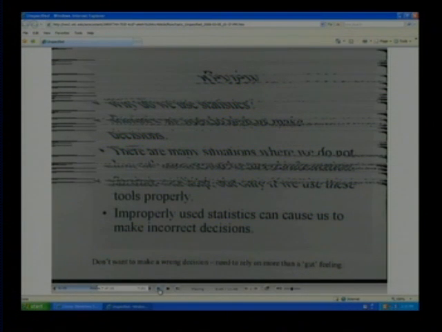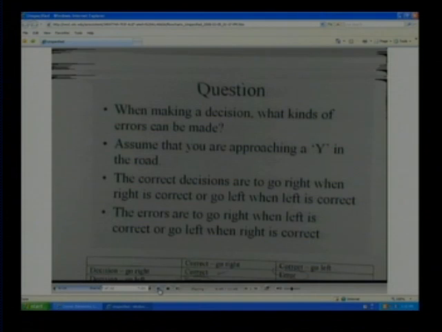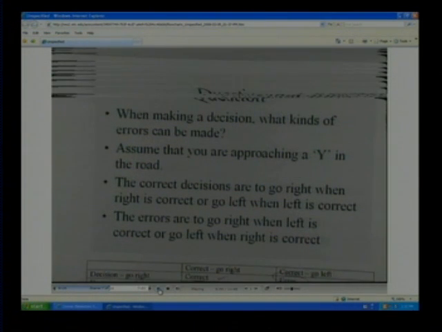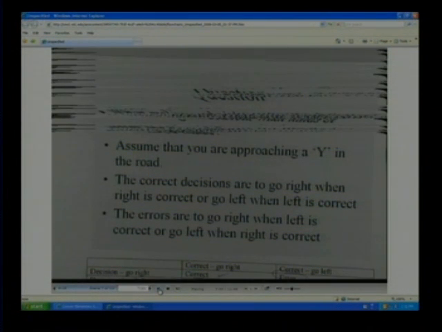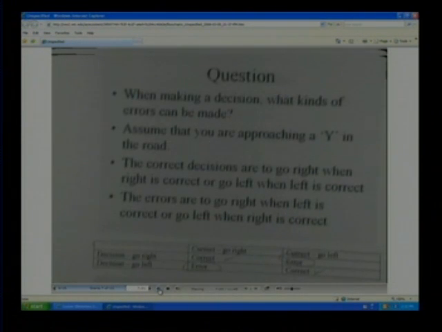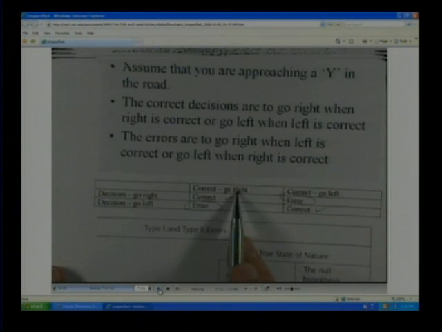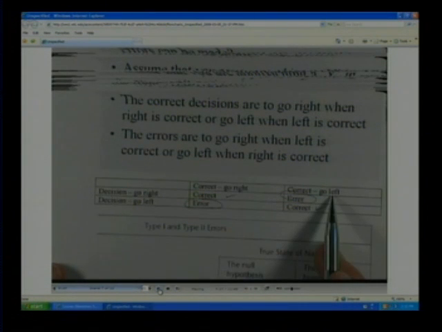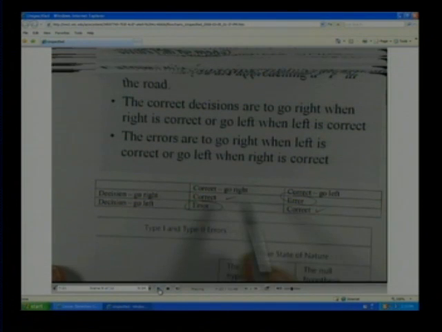So as we go through, continuing on, when we make a decision, what kind of errors can we make? Say we're going up to a Y in the road, and we can go right or we can go left. Now we make a correct decision when we go right, when we're supposed to go right, we go left when we're supposed to go left. But we can make an error, and I've tried to put this into a chart here. If the correct decision is to go right and we go left, that's an error. Or if we need to go left to get where we want to go, and we go right, that's an error. But if we go right when we're supposed to go right, that's correct. If we go left when we're supposed to go left, then that's correct.